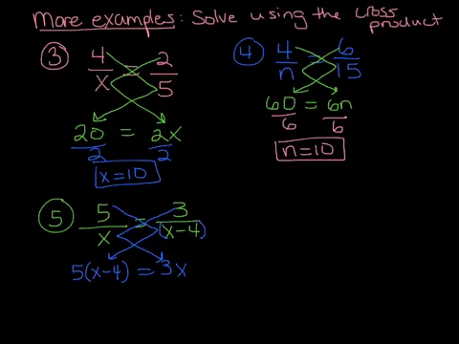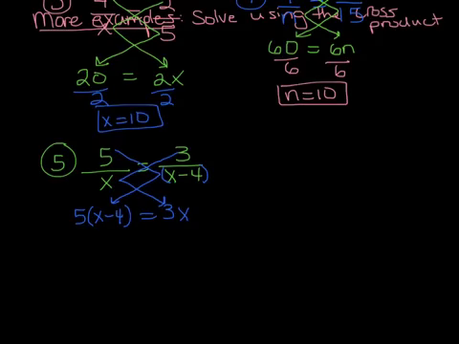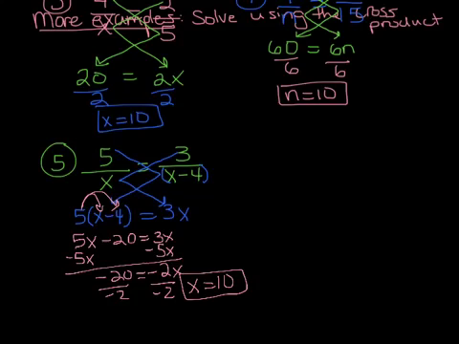So for the rest of this problem, you are going to solve this one using the same type of stuff that you did in the previous lesson, which had variables on both sides. So first thing we're going to do is use the distributive property. That gives you 5x minus 20 equals 3x. Then you would subtract 3x from both sides. You get negative 20 equals negative 2x. And your final answer is x equals 10. By the way, it's just a coincidence that all 3 of these are equal to 10.